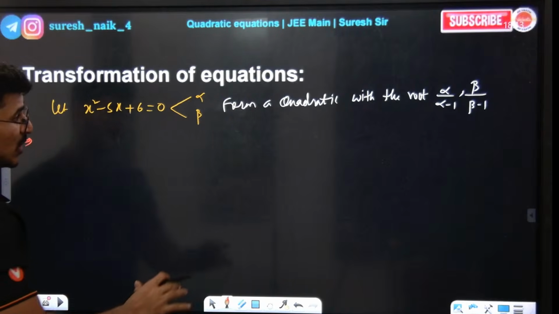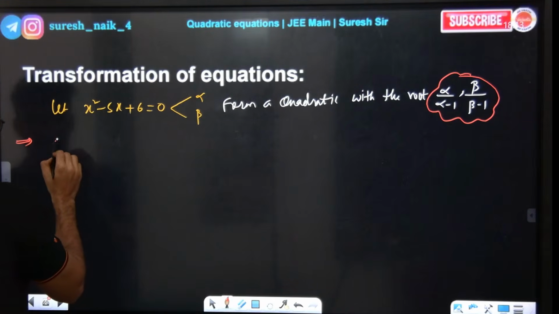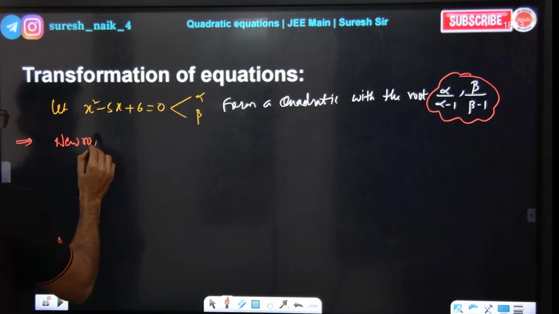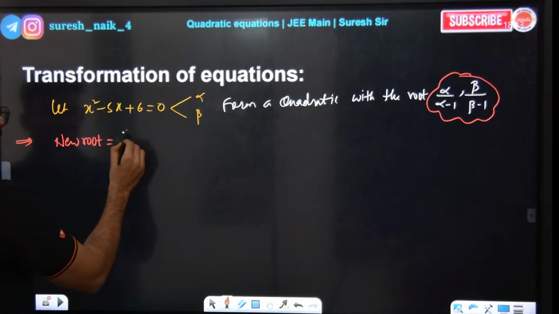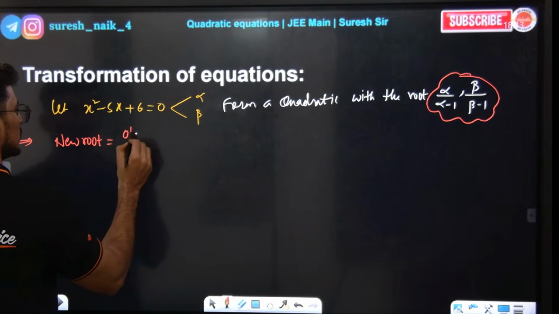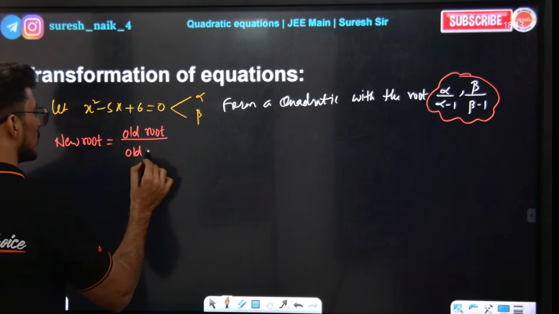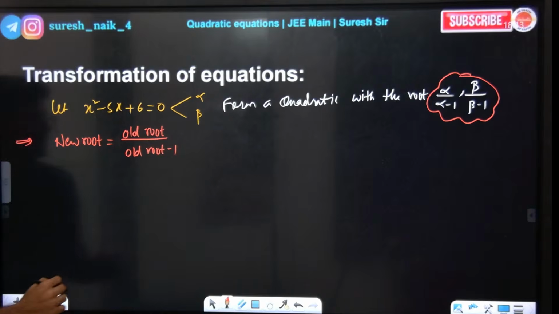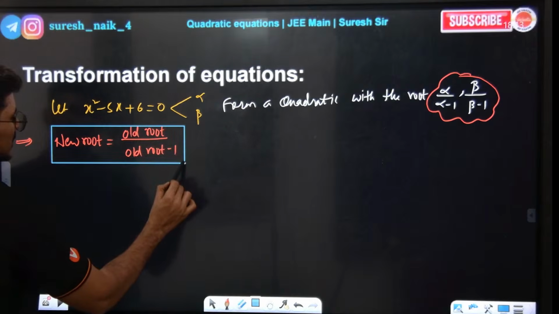See, we need a quadratic equation with the roots of this. What is the new root? New root is equal to old root divided by old root minus 1. Yes or no? Tell me. Yes, very good. Old root divided by old root minus 1. This is the new root concept here.